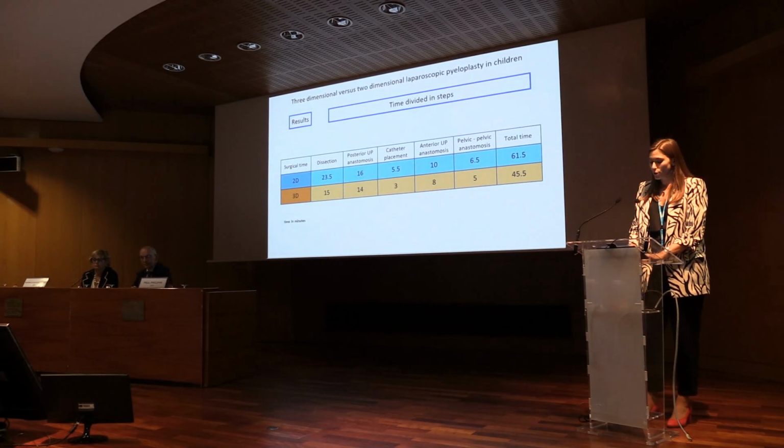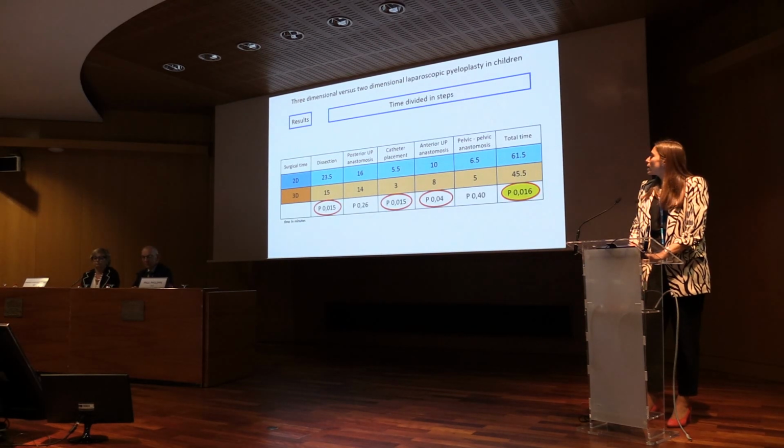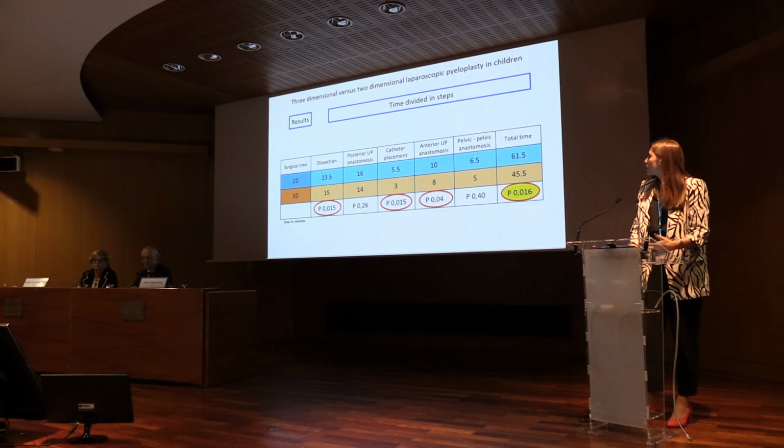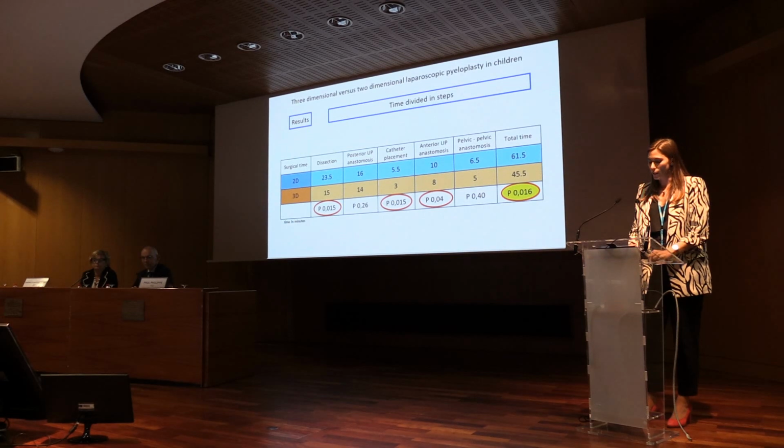This table shows us the time we spent in every step of the surgery. We can see the improvement of the time in the 3D laparoscopy. This improvement is statistically significant in 3 of the 5 parts of the surgery: the dissection, the catheter placement, and the anterior ureteropelvic anastomosis, but also in the overall surgery.